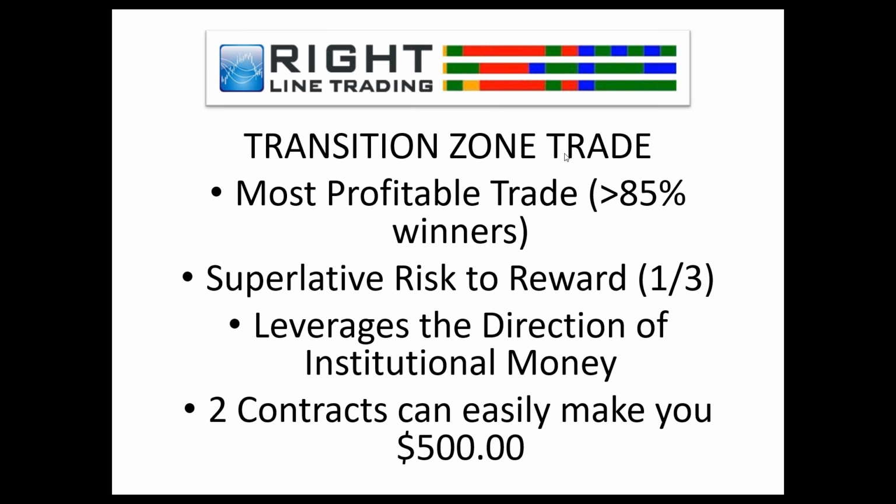Now, as I said, the transition zone trade is one trade configuration, and it's the most profitable trade configuration that we have. Greater than 85% of the entries are winners, and it's superlative risk to reward. You risk about $1 to make a potential $3. I'm going to show you how it leverages the direction of institutional money flow. And with as few as 2 contracts, you can easily make as much as 500.